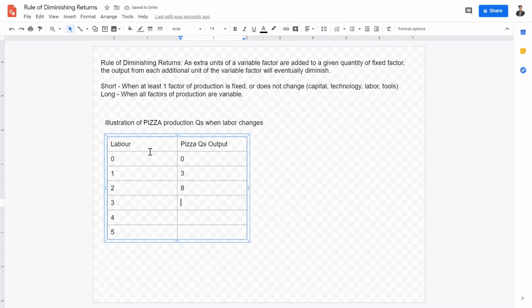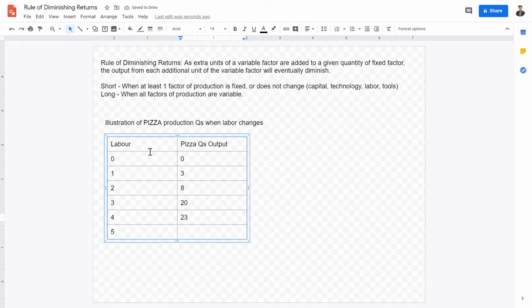When 3 laborers are hired, they're able to create 20 pizzas because each person is more specialized, and you are able to take advantage of economies of scale. However, when you hire the fourth laborer, because there are quite a lot of people, you already start having diminishing returns. So you have 33.